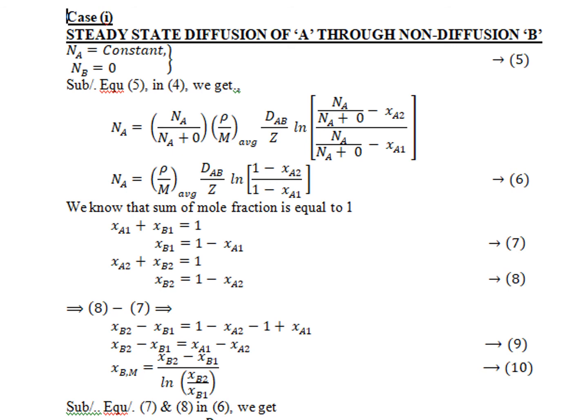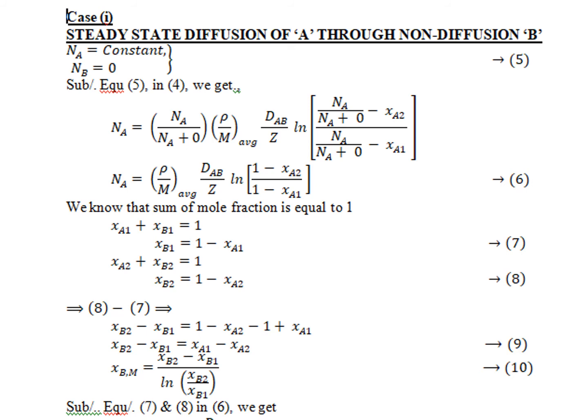So here NA is equal to the constant term NA divided by NA plus 0, the NB is 0. Rho by M average DAB by Z ln of NA by NA plus 0 minus XA2, whole divided by NA by NA plus 0 minus XA1. Don't disturb that, it is a constant. So finally NA is equal to rho by M average DAB by Z ln of 1 minus XA2 by 1 minus XA1. Are you clear? So this is the sixth expression.